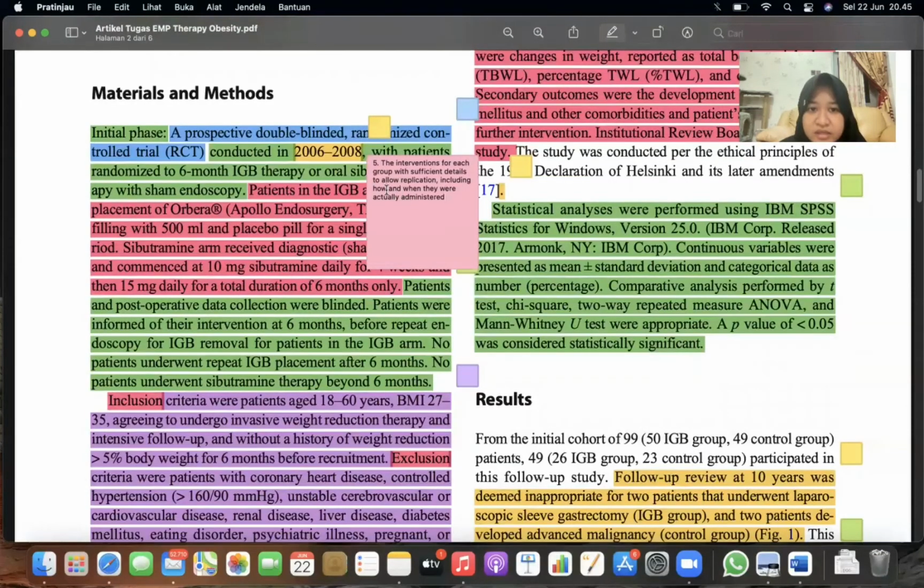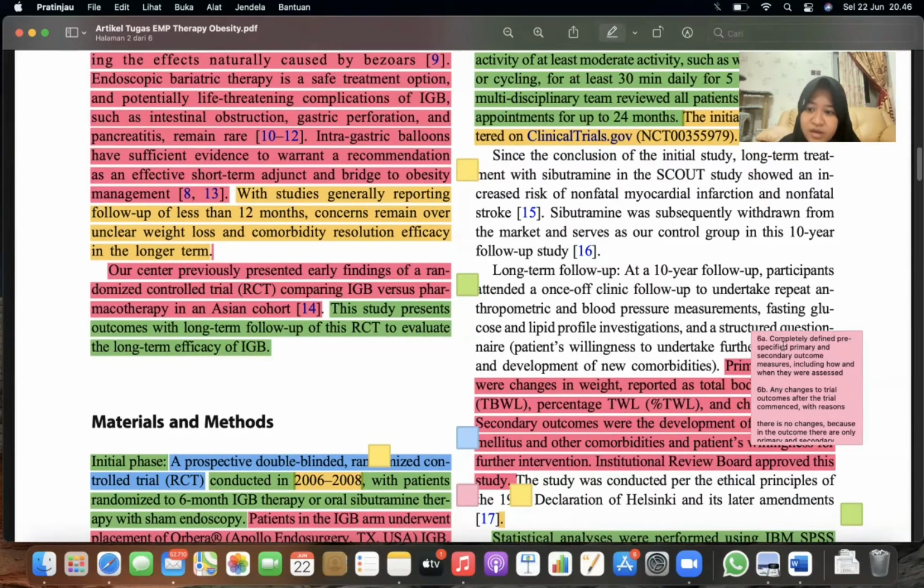Okay, the next is number 5, the intervention for each group with sufficient details to allow replication, including how and when they were actually administered. Okay, here we highlight in color pink. Patients in the IGB arm underwent placement until 6 months only.